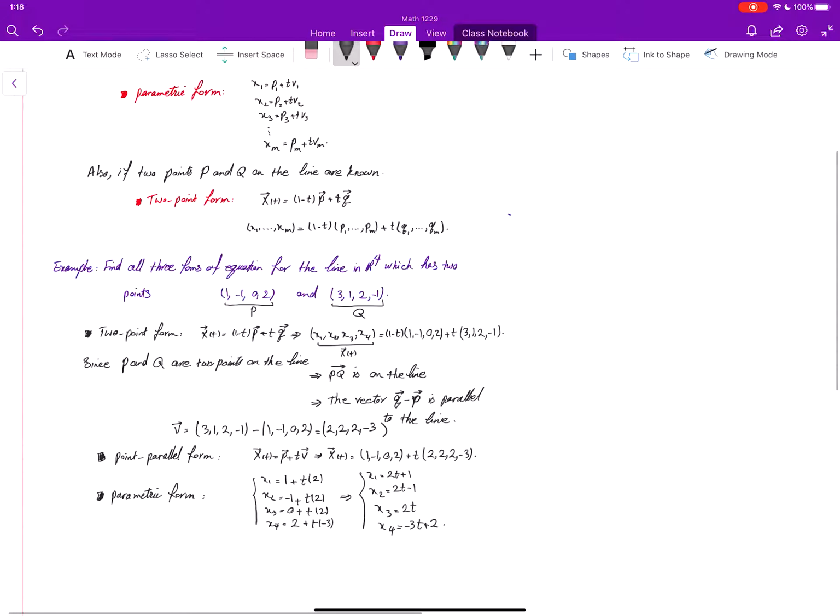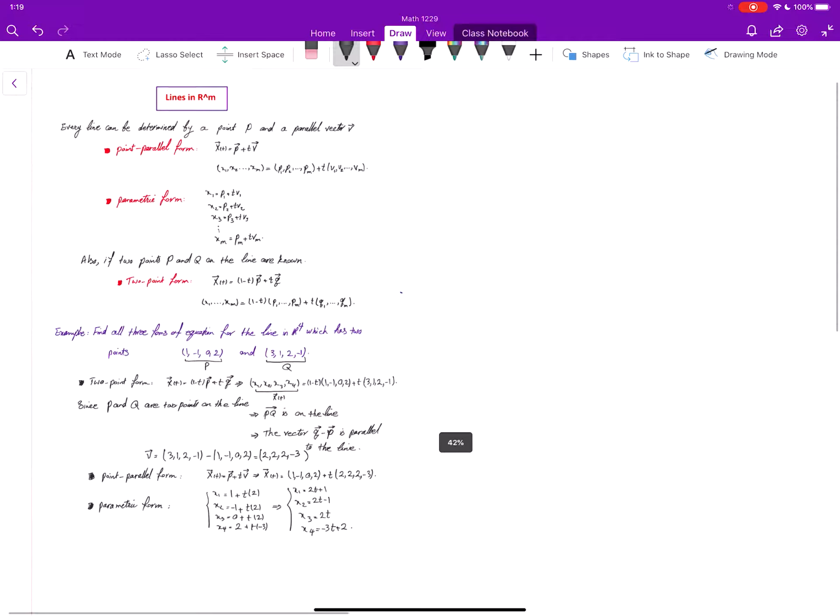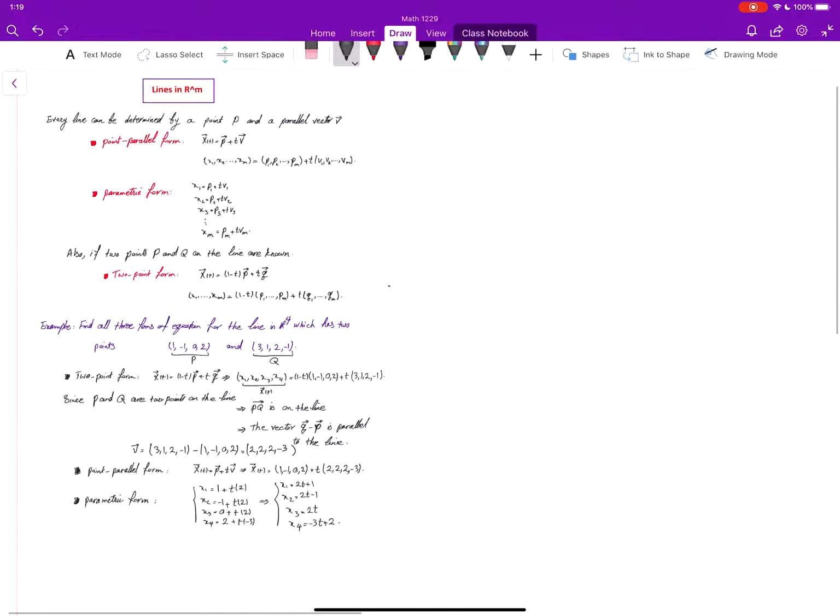Well, just to summarize, in R^m we also have equations for lines in all 3 forms. When one point and a parallel vector are known, we have 2 forms, and when 2 points on the line are known, we have another form, the 2-point form.